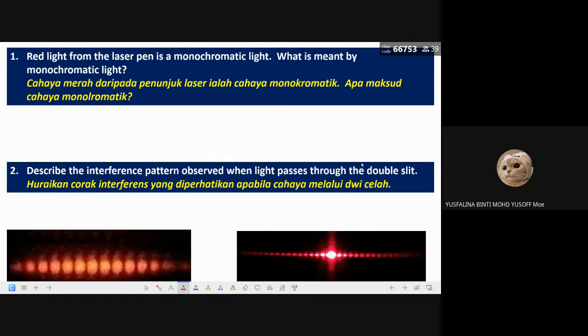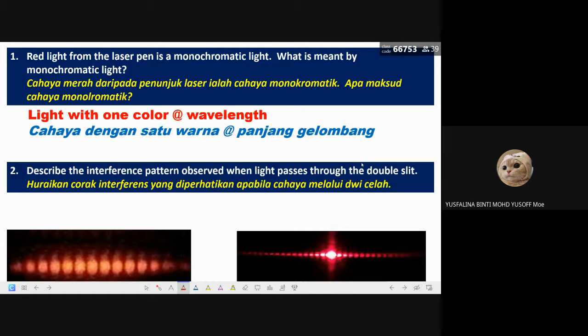For the light, the laser that we use must be monochromatic. What does monochromatic mean? It means only one color or one wavelength. So you cannot use two colors and then try to make the interference. No, only one color and one wavelength, same color and same wavelength.